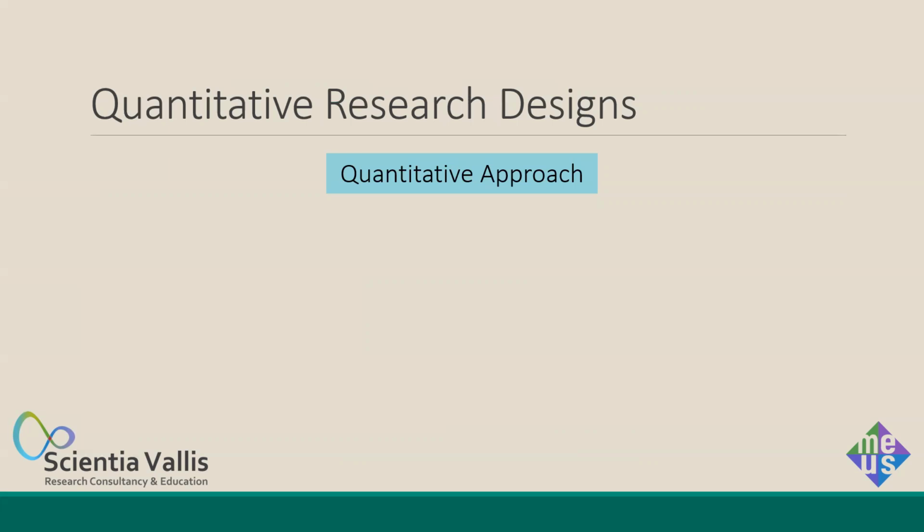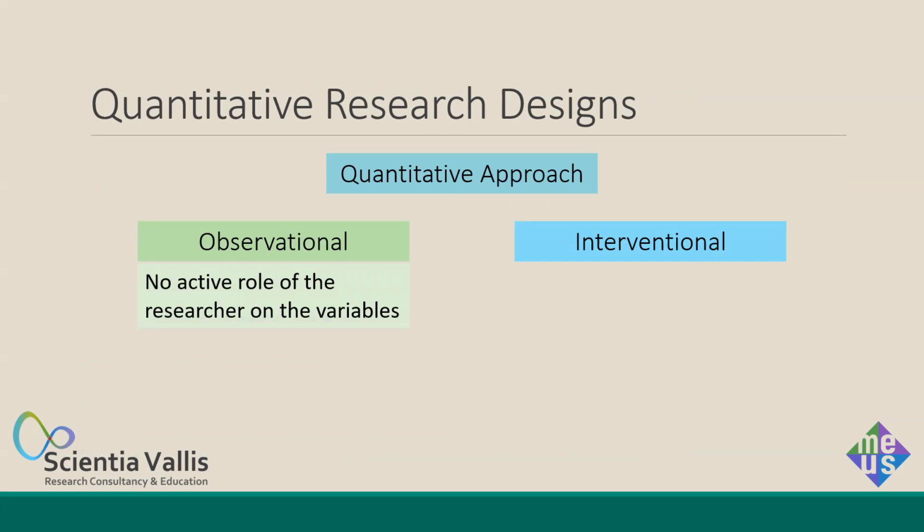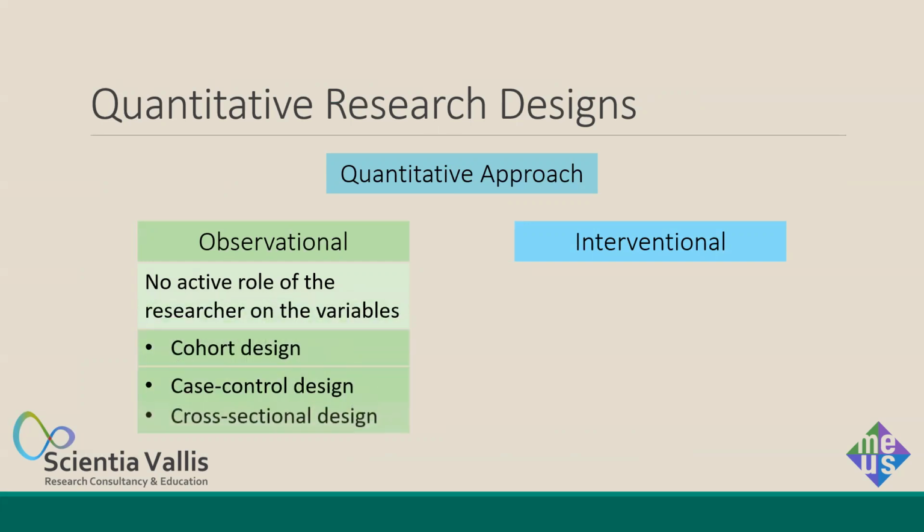There are two main types of quantitative clinical research designs. The first one is observational, in which the researcher observes, measures, collects, and analyzes data without interfering with any of the study variables. The three most common designs that fall under the observational approach are cohort, case control, and cross-sectional designs.